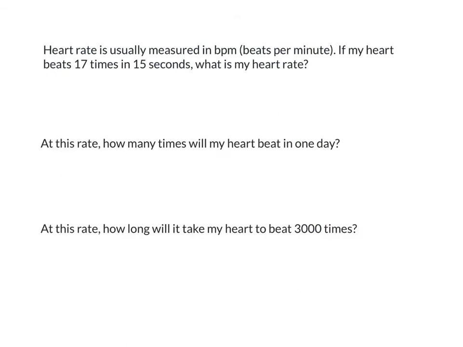So let's look at this question here. Heart rate is usually measured in beats per minute. My heart beats 17 times in 15 seconds. What is my heart rate? So I want to find how many beats per minute. That "per" comes in rates. So remember I said when we're calculating the rate, we usually divide. So what I'm going to do is divide the number of times my heart beat by the number of minutes.